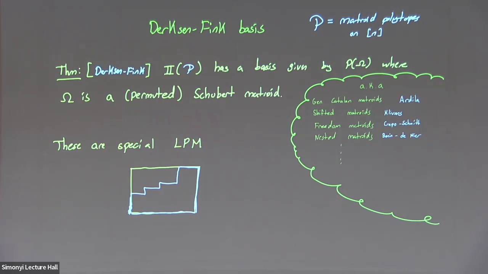In the original example I showed, the octahedron, the two square pyramids, and the square, that square is not a Schubert matroid, but the other three things are. And so you can rearrange to express the square in terms of those three objects. What's LPM? LPM is lattice path matroid.